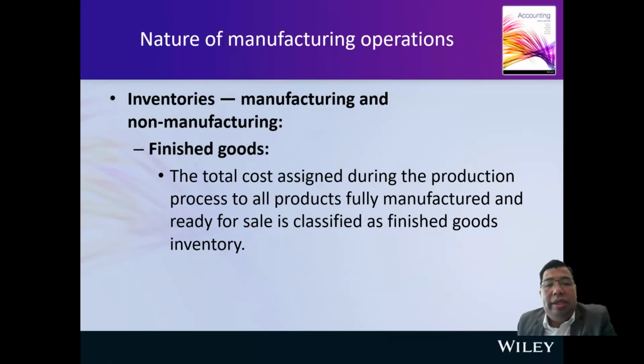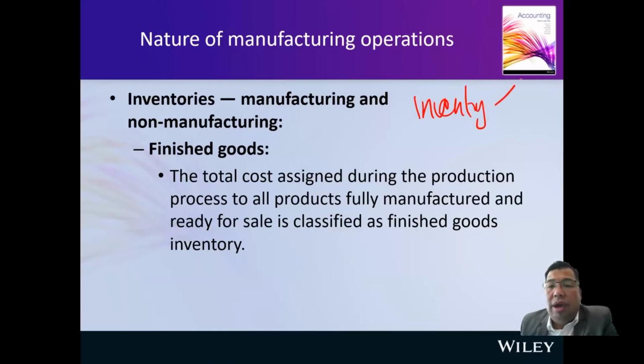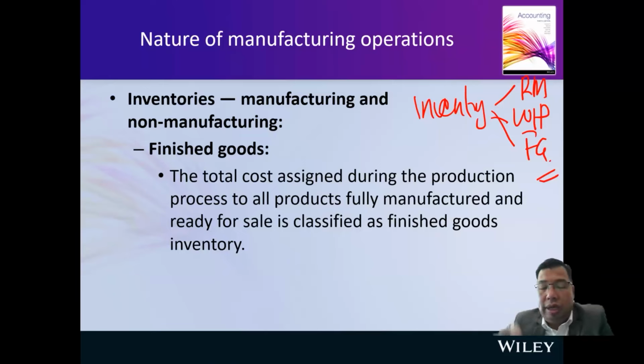Finished goods are the ready product. So the total cost assigned during the production process to all products fully manufactured, 100% manufactured and ready for sale, is classified as finished goods inventory. So these are the three types of inventory. Always remember for inventory, we have raw material, work in process, and finished goods.